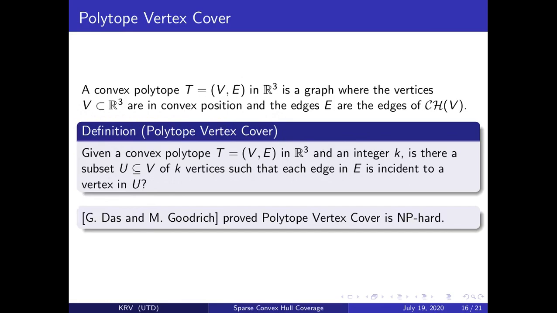And we're going to reduce from this problem called polytope vertex cover. So a convex polytope is a graph where the vertices are points in 3D which are in convex position, and the edges of the graph are the edges of the convex hull of those points. Now the problem definition: we're given a convex polytope and an integer k, and we ask if there's a subset U of k vertices such that each edge is incident to a vertex in U. And Das and Goodrich proved that this problem is NP-hard.